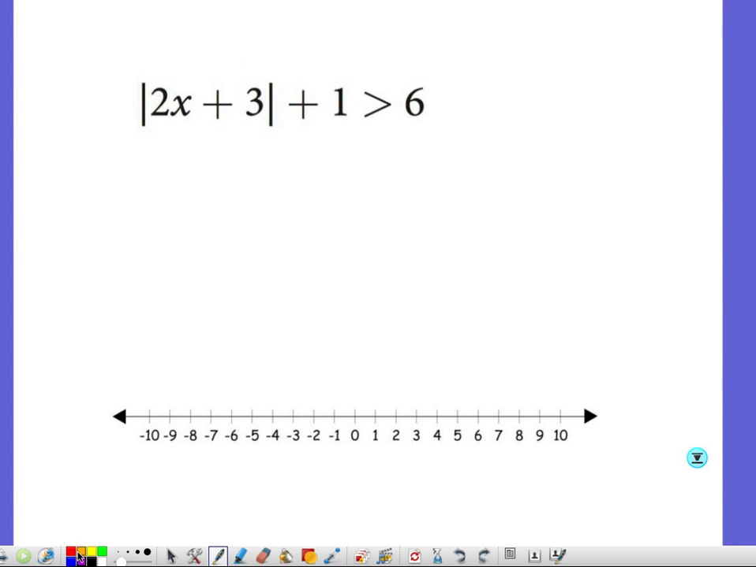Now here's the level we want to build up to. We start from the basics, and here is the type of question that we want to be able to solve in the end. Not an equation, but an inequality.